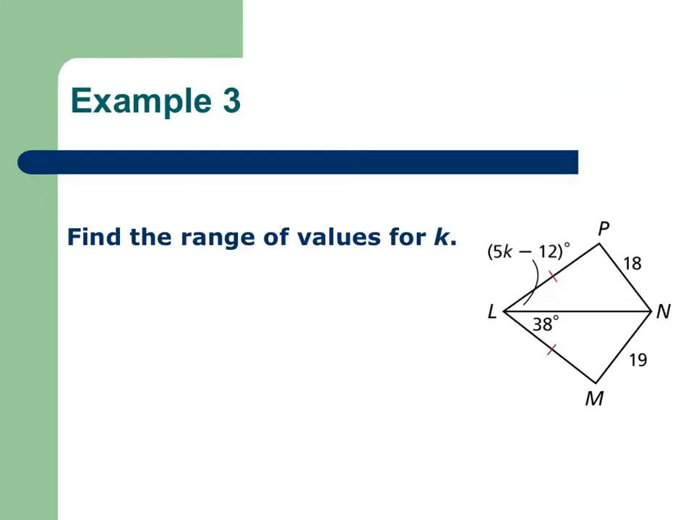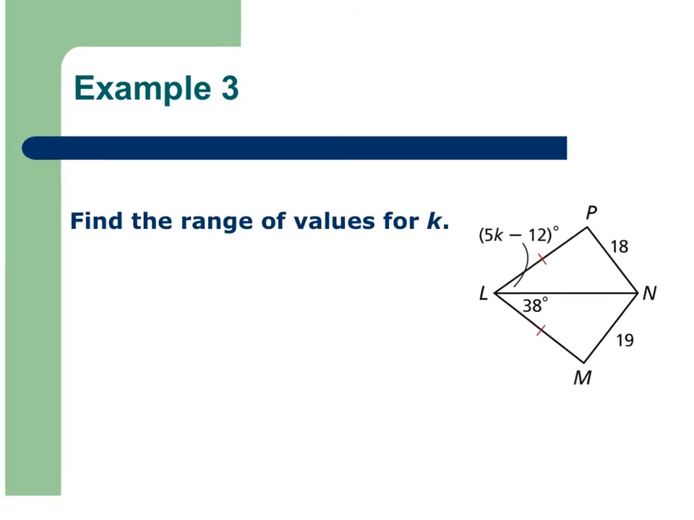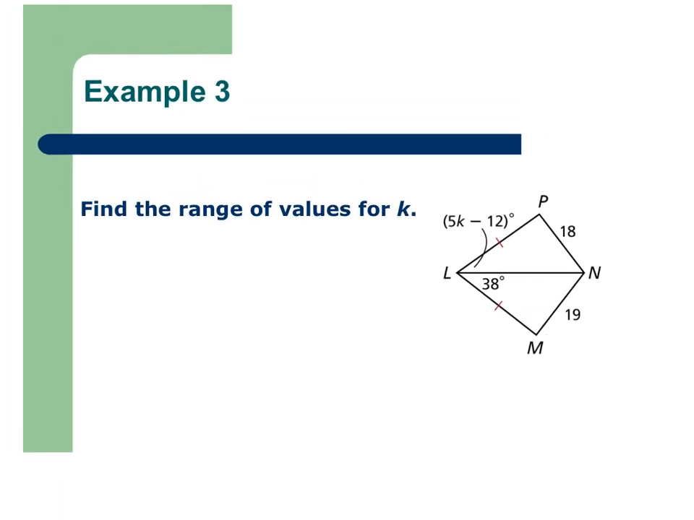All right, we need to find the range of values that K can take on. Now, which angle is going to be bigger? Is it going to be this one, or is it going to be this one? And how do I know? Is it red or blue? Okay, it's going to be the blue because it's across from the 19.